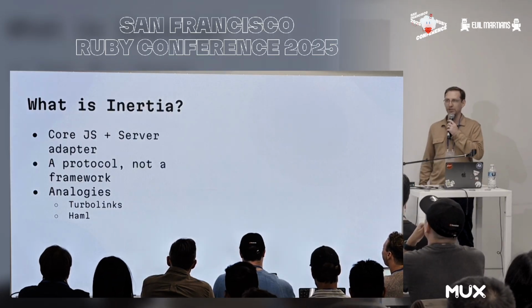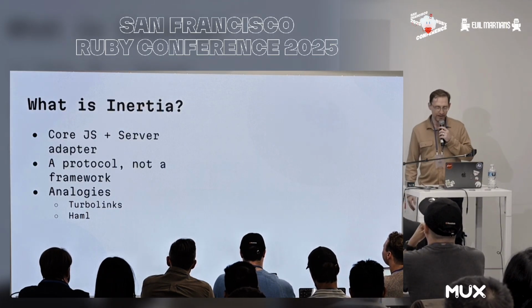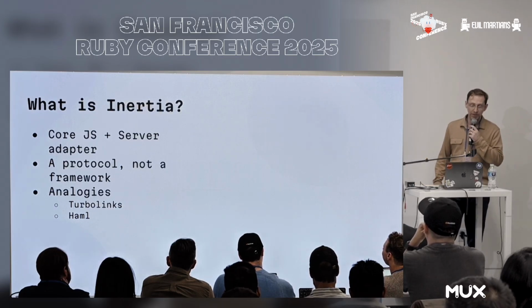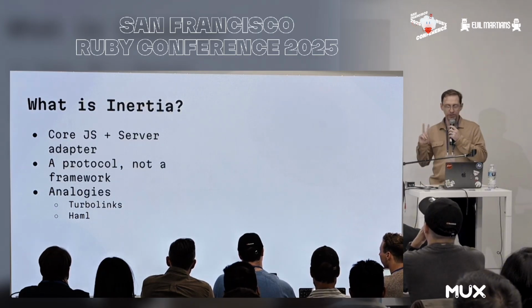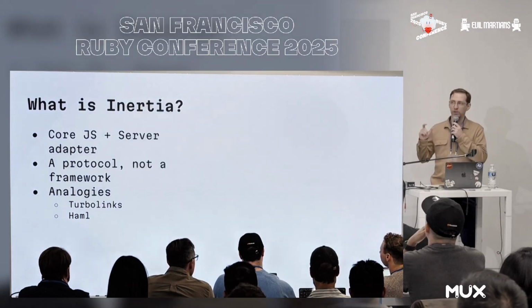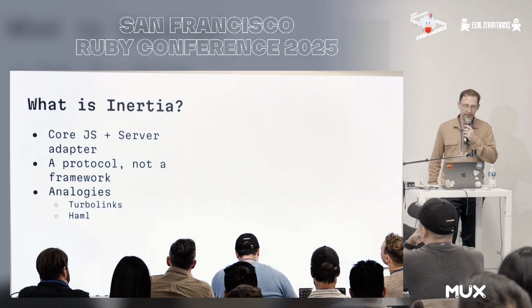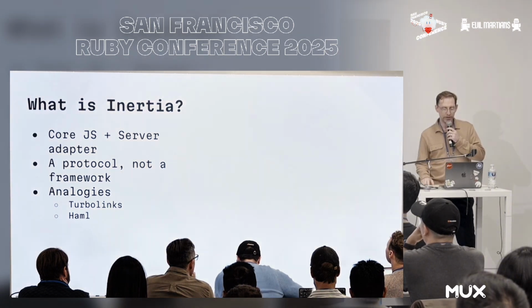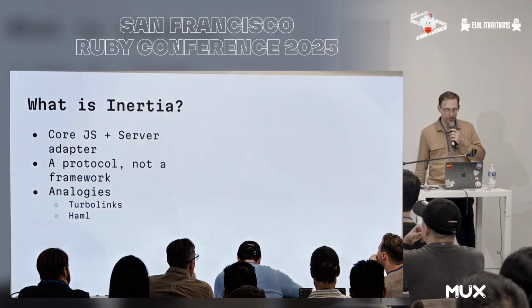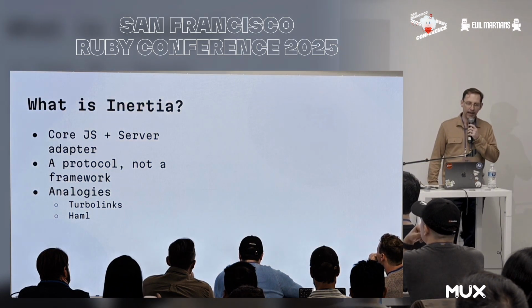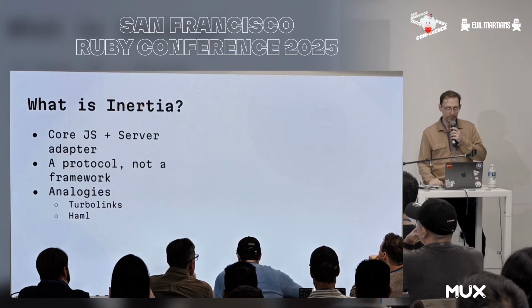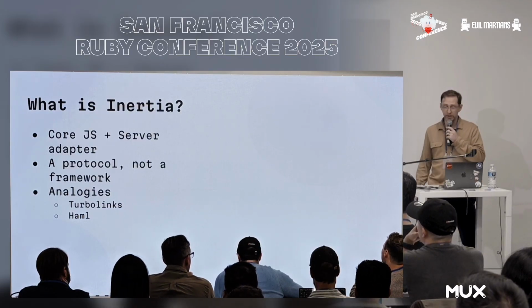Okay, so what is Inertia? This will be sort of a recap for some of you, maybe new for others. Inertia is two things. There is a core JavaScript library that runs on your client-side code, and then there is an adapter on your server. It should be working with an MVC sort of monolith type of thing. We're going to talk about the Ruby on Rails adapter.